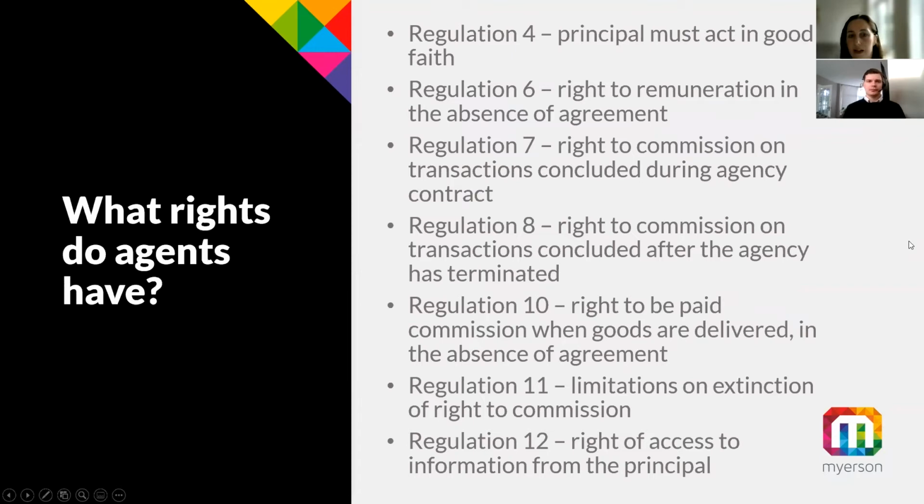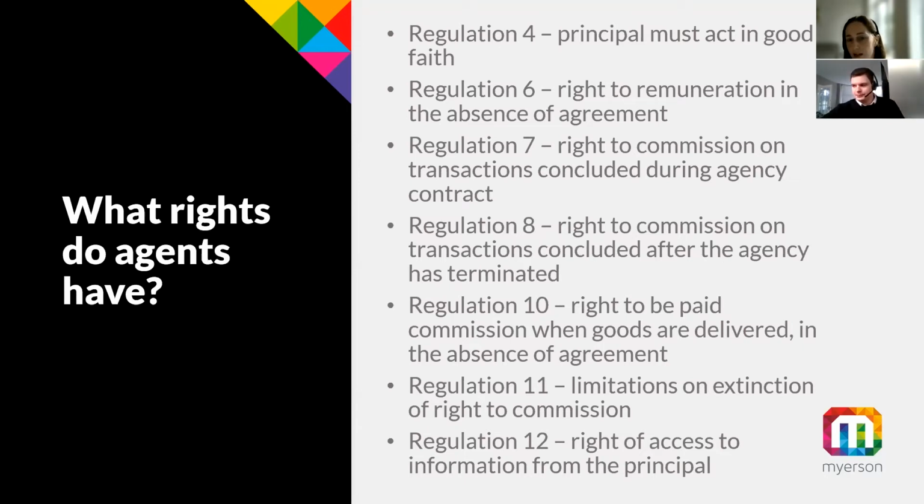So what rights does an agent have? Well, there are a whole abundance of rights given to commercial agents. I've listed the relevant parts of the regulations on the slide for reference, and I'll look at some of those in a little more detail. So firstly, an agent has the right to documents and information from the principal, and that includes the right to be given a written agency contract if the agent asks for one. And this is often a right which is overlooked by agents where they are not initially given a written contract.